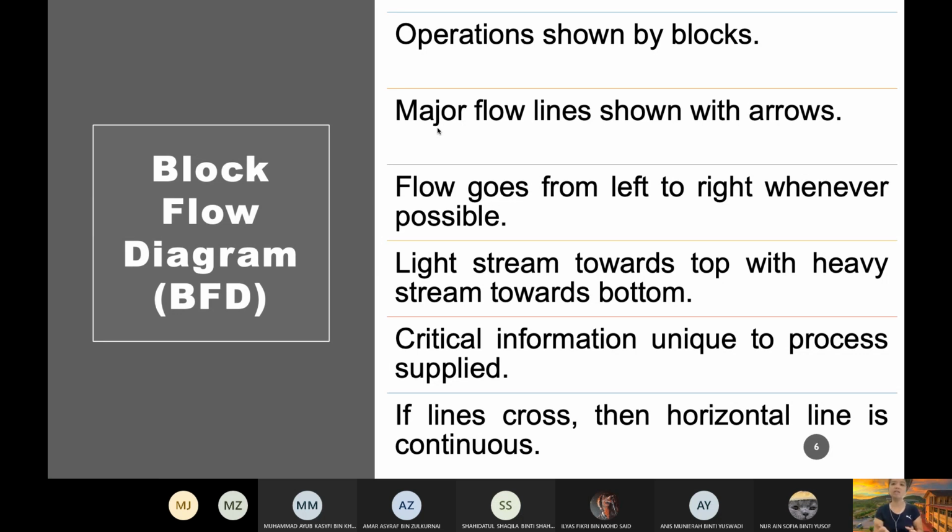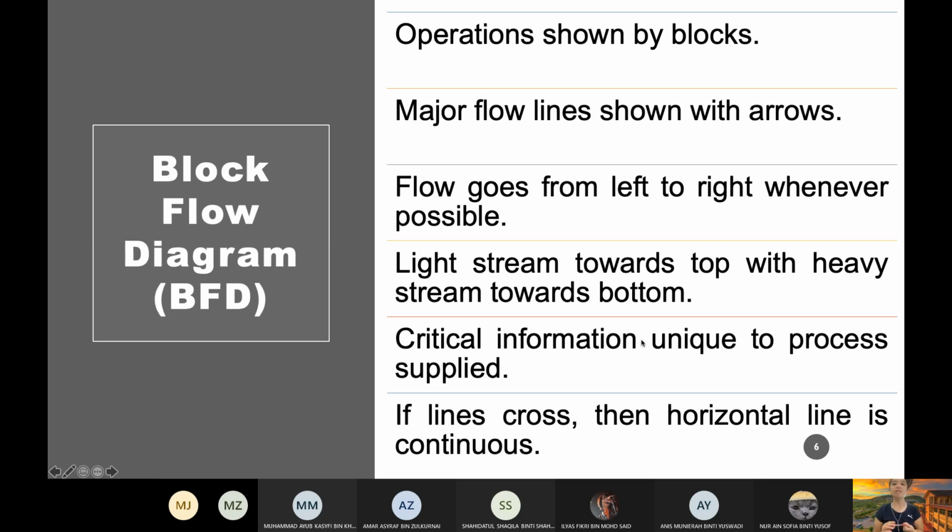So let's say for certain case, dia guna syngas. So syngas got CO and H2, dia nak separate from methanol. So naturally CO and H2 gas will be the top product. Methanol, the liquid will go out from the bottom. So, kamu dah boleh agak yang keluar atas tu mesti gas, mesti vapor, yang kat bawah tu mestilah liquid. Okay, that's next. Next, critical information unique to the process supplied.